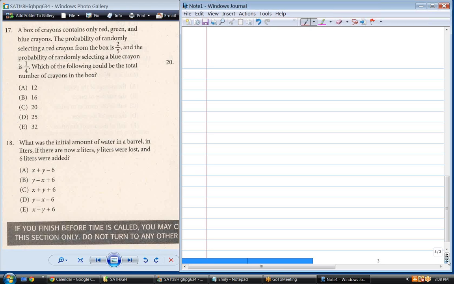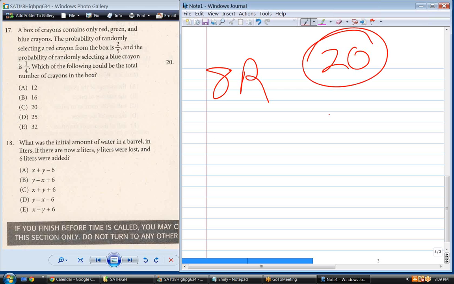So red crayon is 2/5. And a blue crayon is 1/4. So let's say that we had 20 crayons. 8 of those crayons would be red. Yeah, 20 is the answer. Good. C, 20. Yeah, it's a least common denominator problem, really.